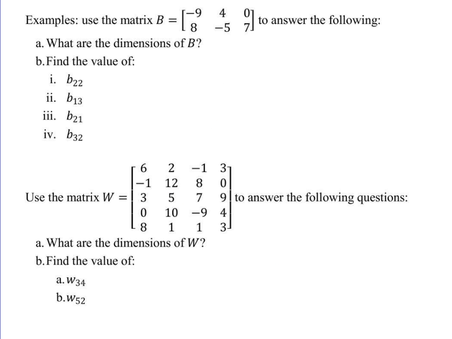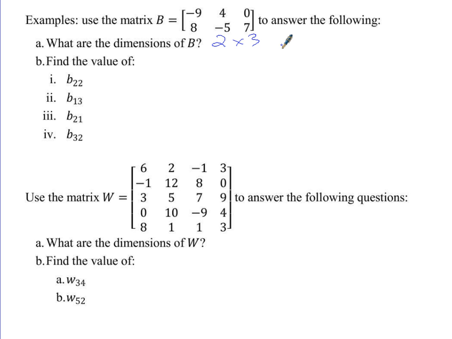Let's take what we just learned and apply it to this matrix right here. We have the matrix capital B. So the matrix B equals that, and we're going to answer the following questions. What are the dimensions of this matrix? 2 rows by 3 columns, so the dimensions are 2 by 3.